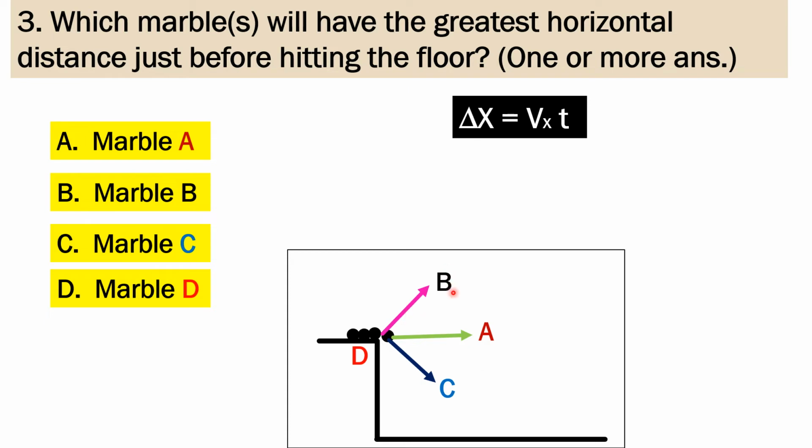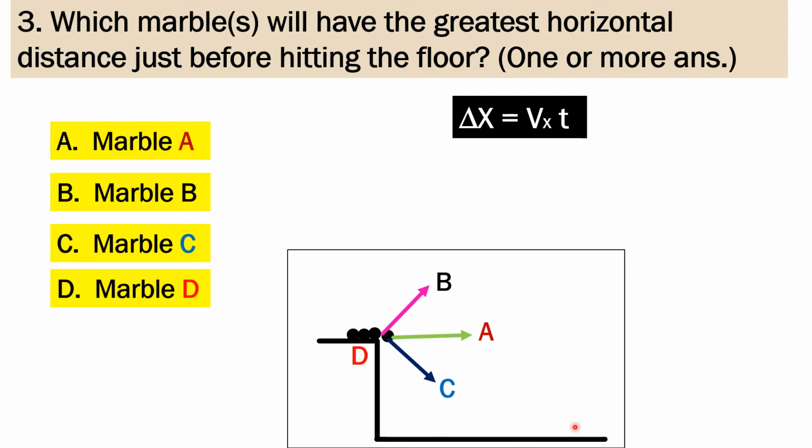But that's not really the case, because as we have mentioned, it is the time of flight of marble B which is very much longer compared to that of marble A. That will explain why the horizontal distance traveled by B should be much longer than that of A. So that is how we explain the horizontal distance or the range that they will be getting upon reaching the floor.